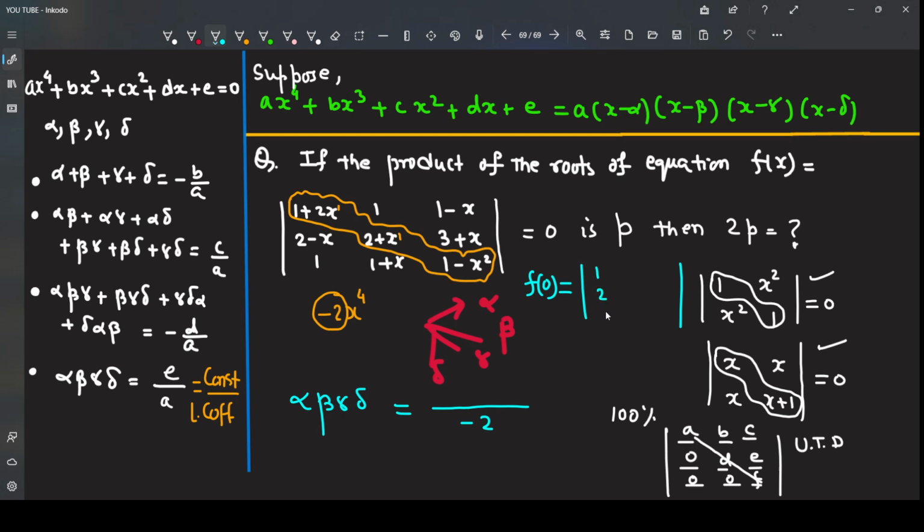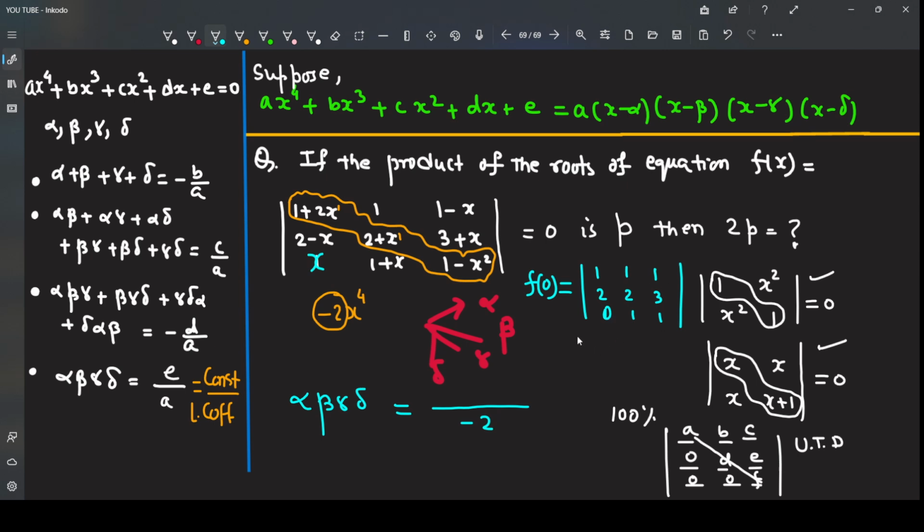So 1, 2, 1, 1, 2, 1, 2, 1, yes. Then 1, 2, 1 also, okay. Then 1, 3, 1. Let me check if it is 1 or not. 1, 2, okay. It is not actually 1, it is x in the question. So it will be 0. So we have 1, 2, 0, 1, 2, 1, 1, 3, 1.